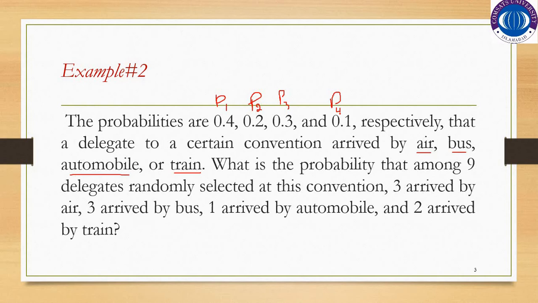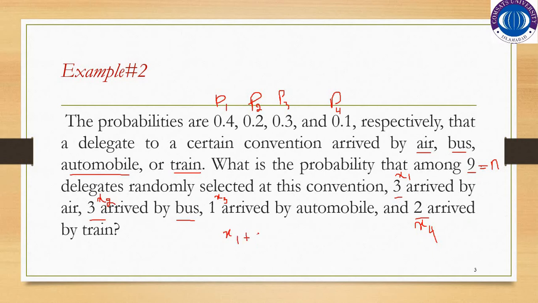The next property is that the experiment is repeated a fixed number of times. Here we can see that there are 9 delegates, and 3 are arriving by air, so this one is X1, and 3 are arriving by bus, so this one is X2, and 1 is arriving by automobile, so this one is X3. 2 arrived by train, so this one is X4.